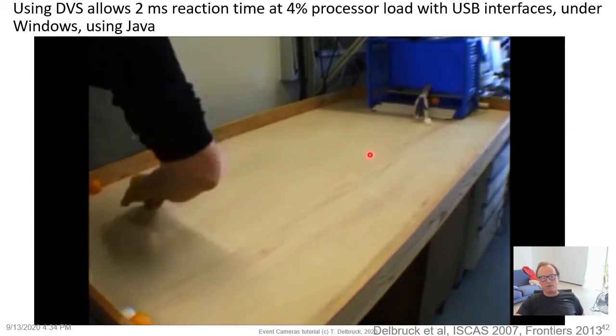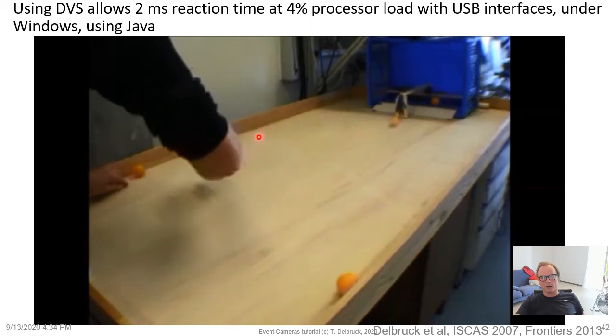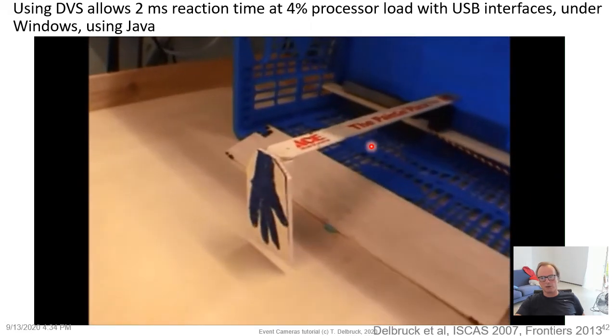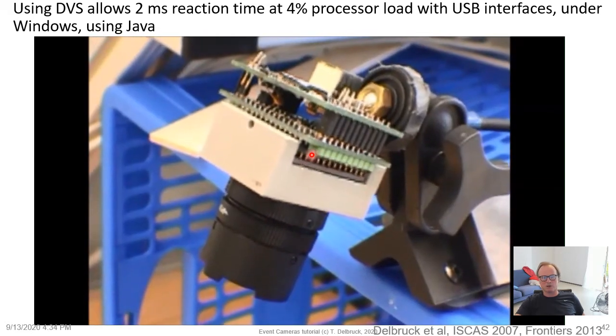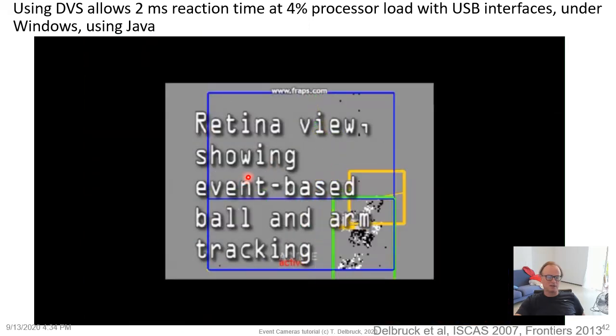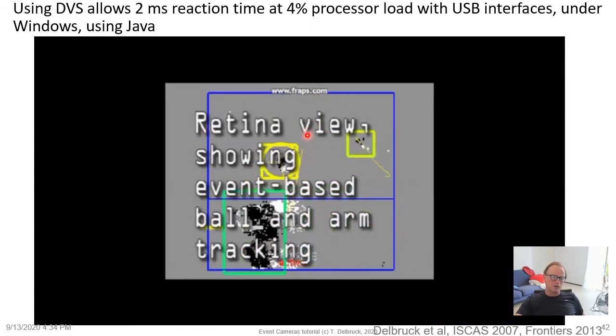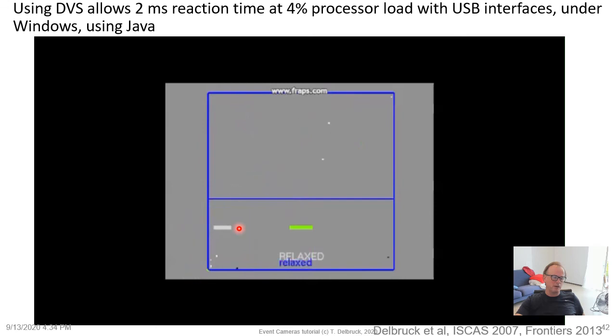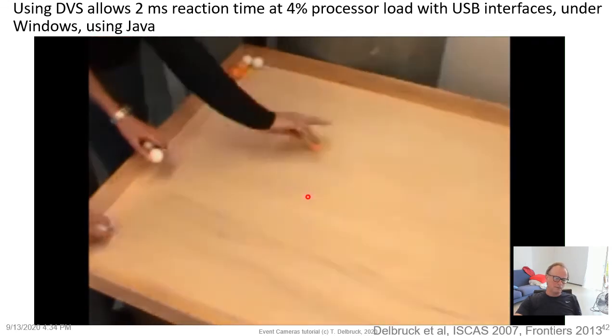You can see here how it can block the balls even though they're white or yellow on a kind of yellowish table. Here you can see the paint stick arm and the servo and the prototype DVS. And now this shows here the view of these balls coming at the arm. So this is a top-down view from the retina. Now let's see some real action.